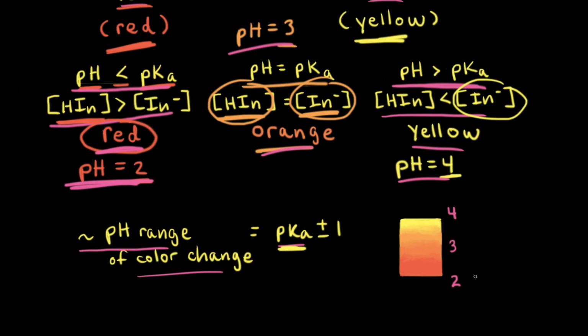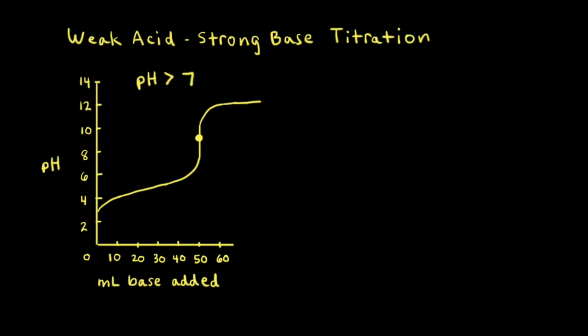Therefore, if we were to change the pH from 2 to 4, we would see the color of the solution go from red to orange to yellow. Now let's see how to choose the right acid-base indicator for a titration. Our goal is to choose an indicator whose color change occurs as close as possible to the pH of the equivalence point. For a weak acid strong base titration, the equivalence point occurs at a pH greater than 7.